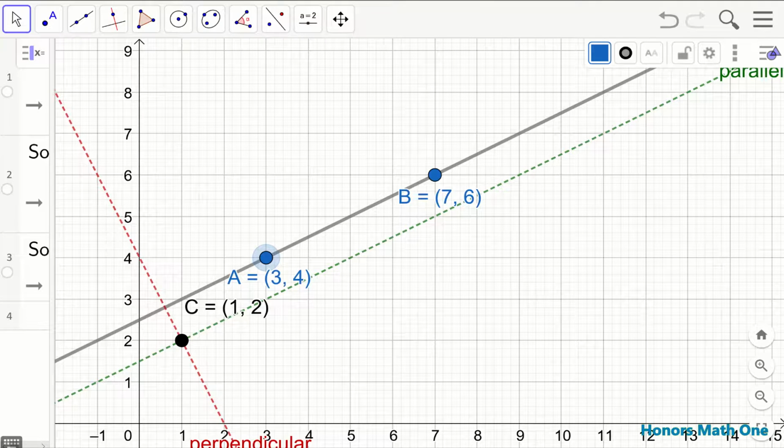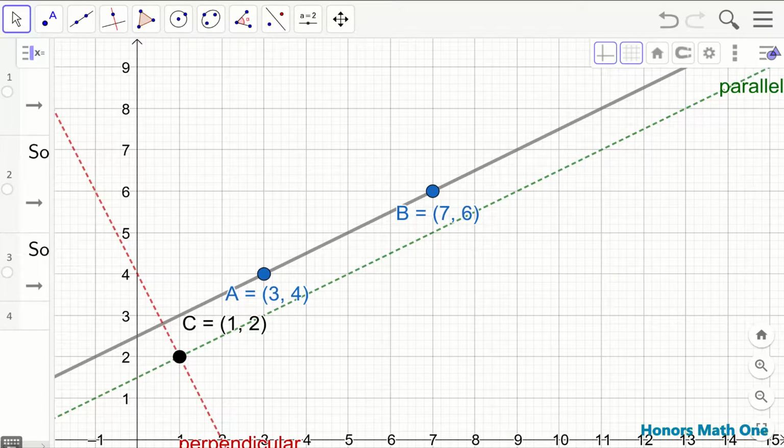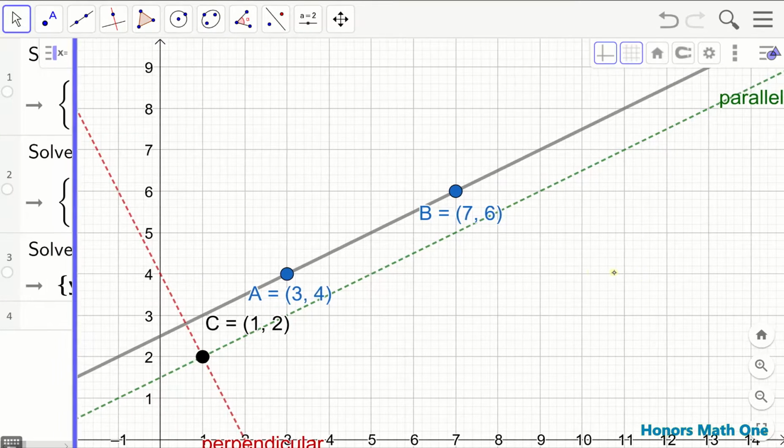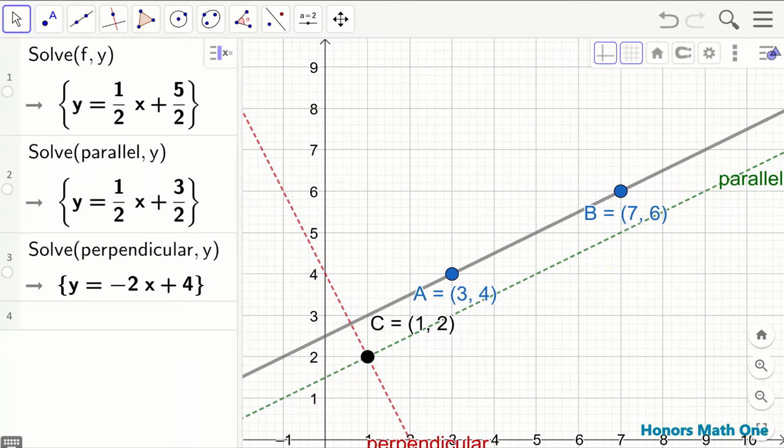And then I could also ask you, what's the equation of a line that's perpendicular to the line AB, but goes through point C? So again, it's a perfect place where you can go and play with this. It looks like that's going through 4. But then once you decide which of those questions you want to answer, you can pull it over and see that the equation of the original line is y equals 1/2 x plus 5 halves. The parallel one is y equals 1/2 x plus 3 halves. And the perpendicular one has the equation y equals negative 2x plus 4.